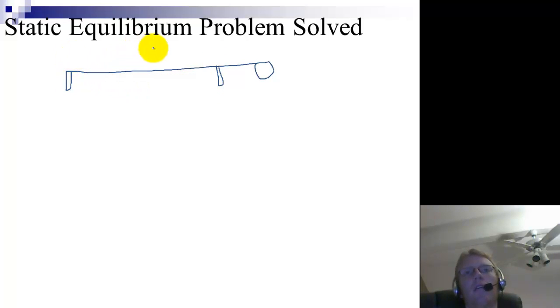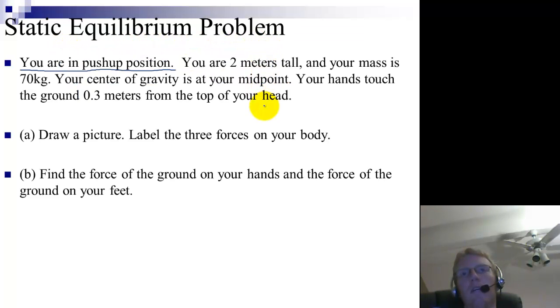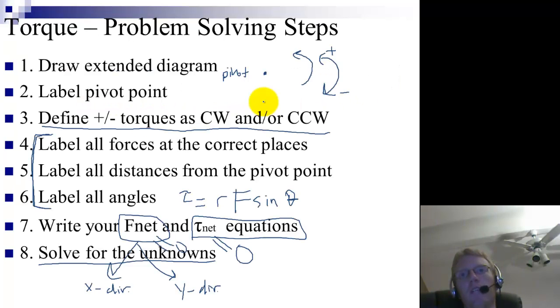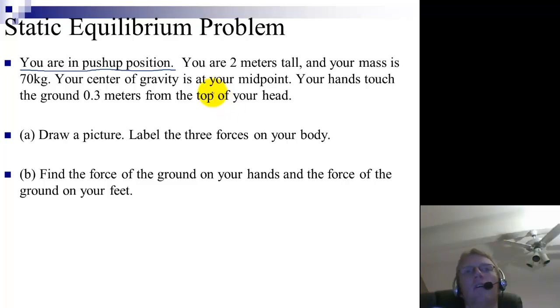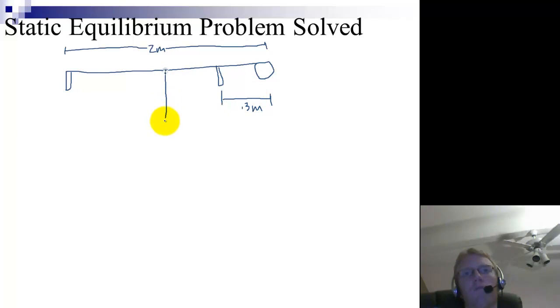Okay, so it said 2 meters. That's the total distance, so we label that. It said your hands touch the ground 0.3 meters from the top of your head, so this distance here is 0.3 meters. It says your center of gravity is in your midpoint. So where's your force acting? Your force is acting here. There's the force of gravity. And how far is this going to be? Since it's acting in the middle, that's going to be 1 meter.